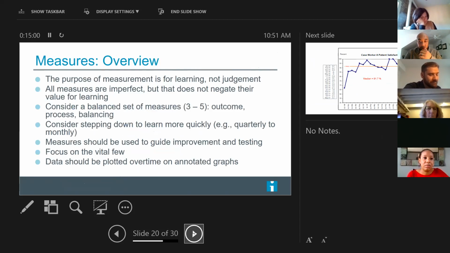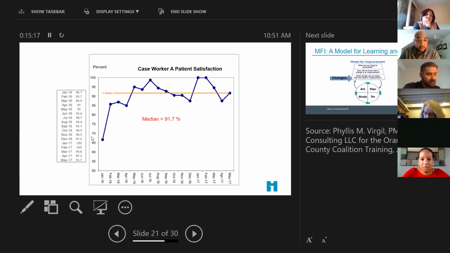Identifying 3 to 5 measures. And as we talk about the driver diagram, I'll show you how outcome and process measures fit here. And then, the more often you can get some information or some data, the more quickly you can learn. And then data should be plotted over time. So if we were really looking at caseworker satisfaction, we want to look over time so that we don't overreact to, oh, we're up here, we're down here, we're up here, right? We're trying to understand, is this a different system? Is there really something special going on here?